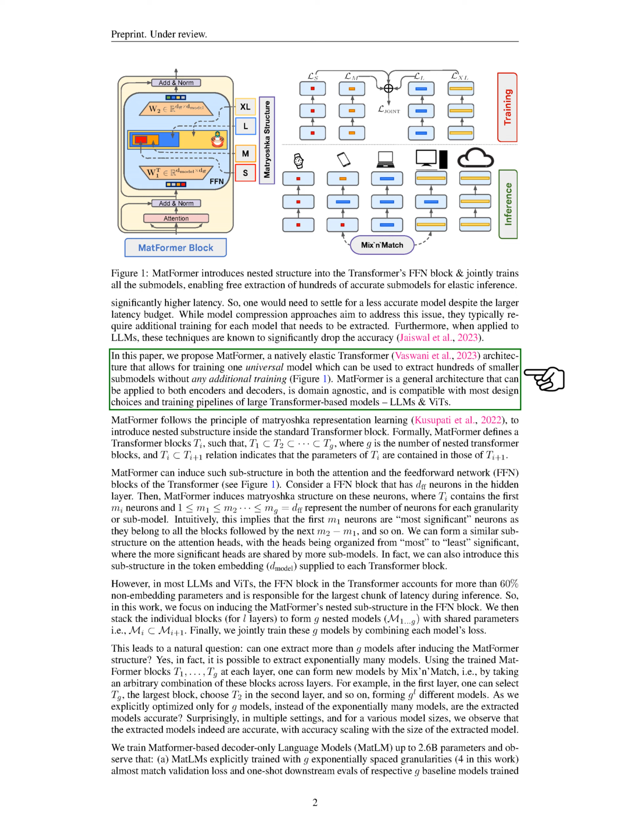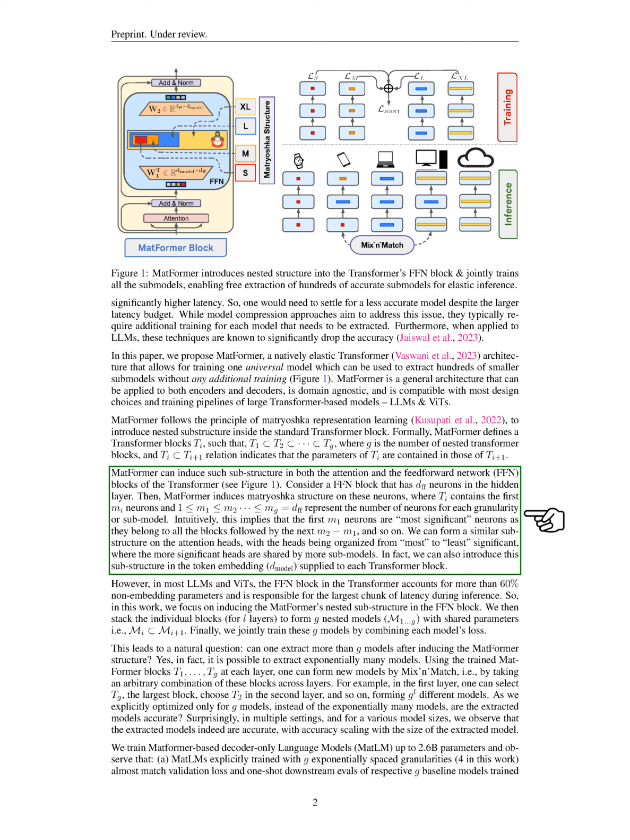Consider an FFN block that has a certain number of neurons in the hidden layer. MatFormer induces a Matryoshka structure on these neurons, where each block contains a certain number of neurons, with the first block containing the most significant neurons. This structure can also be applied to the attention heads and the token embedding supplied to each transformer block.